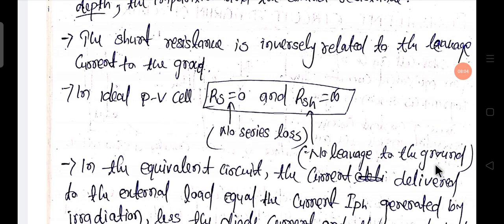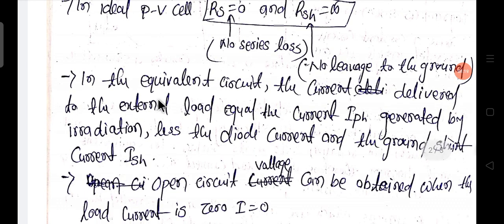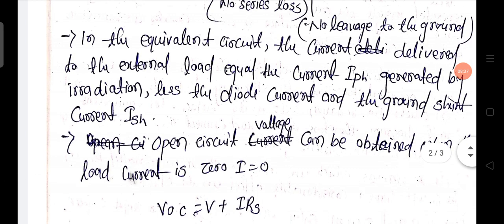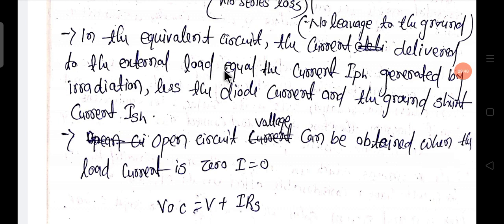So in an ideal photovoltaic cell, the series resistance is 0, and the shunt or parallel resistance is infinity. In the equivalent circuit, the current delivered to the external load is equal to the current IPH generated by irradiation less the diode current and the ground shunt current. Previously I told you that the load current is equal to IPH minus ID minus ISH.